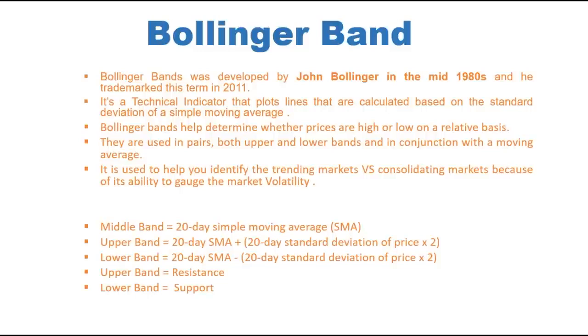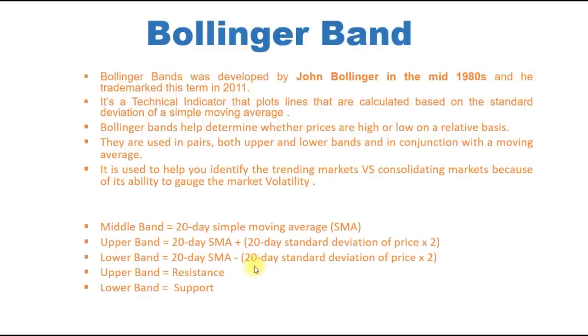It is a technical indicator that plots lines that are calculated based on the standard deviation of the simple moving average. In Bollinger Band, we can see in the middle, the simple moving average is the 20 SMA. Okay, and how can we use this Bollinger Band in our trading? We will see that. Bollinger Band helps determine whether the price is high or low on a relative basis.